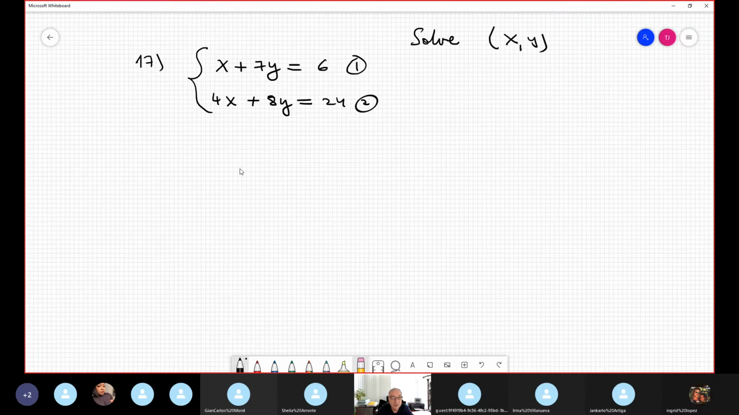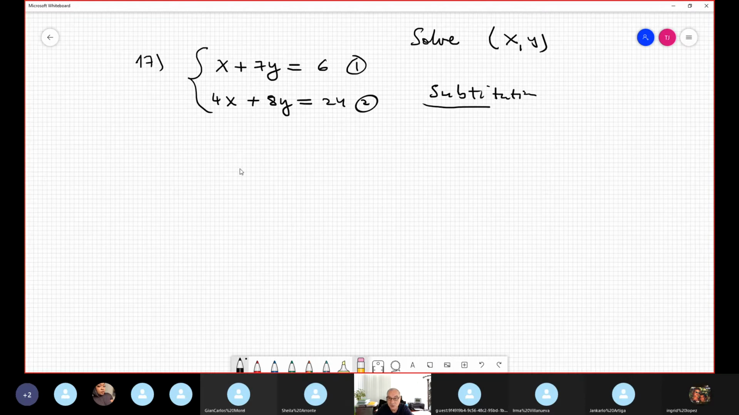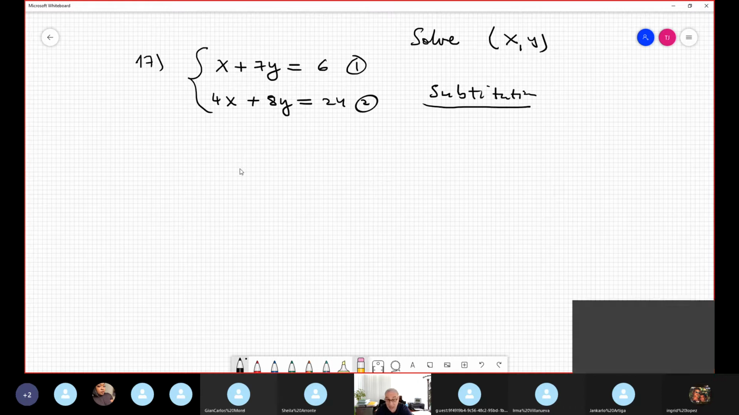Two quantities. Okay. So, what method do you consider better? Substitution or elimination? Substitution, yeah. Irma Villanueva says substitution. Why, Irma? What is the reason? Exactly, because there is a 1 here. So I take advantage of this. So you take equation 1, which in my opinion is the easier.